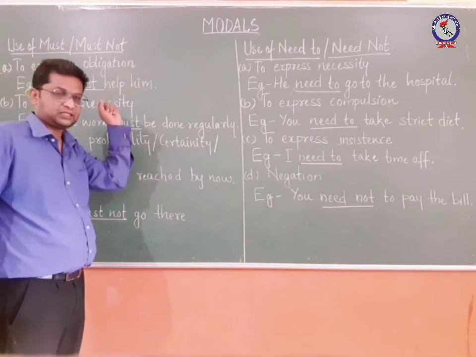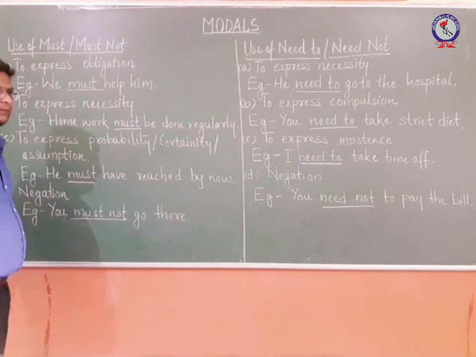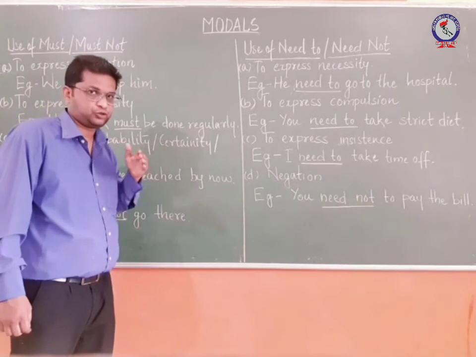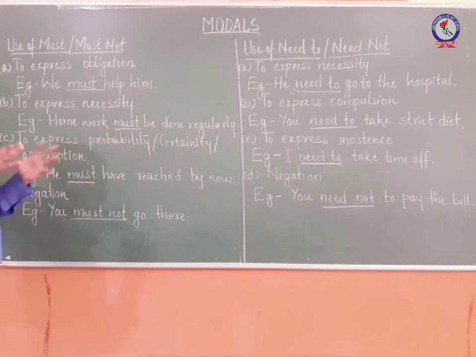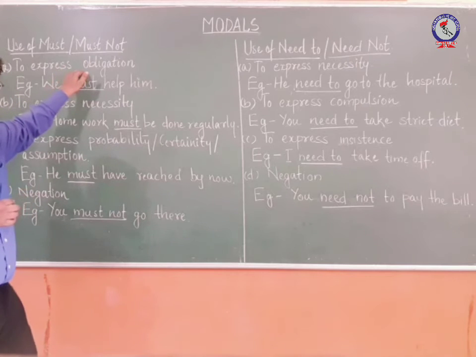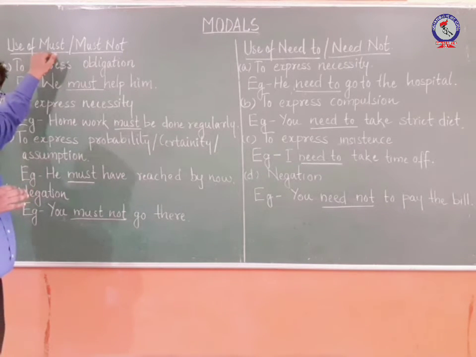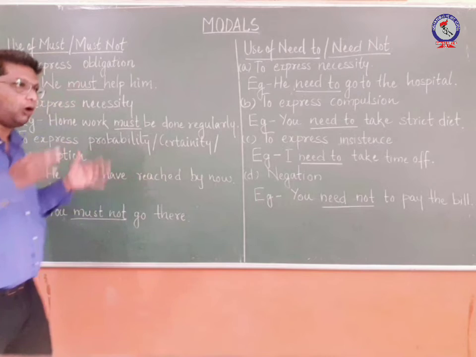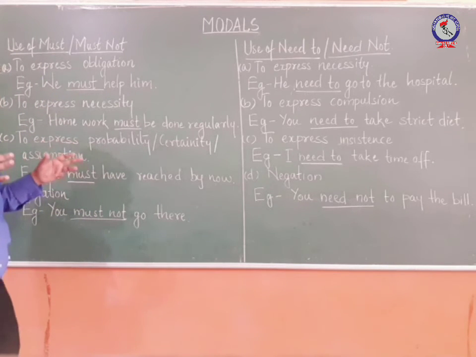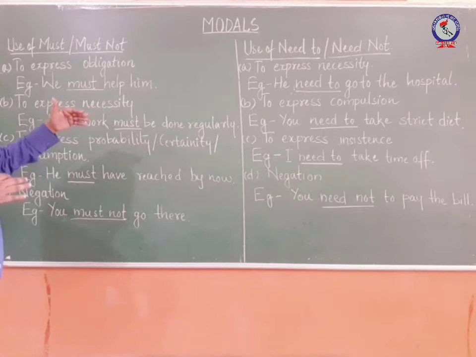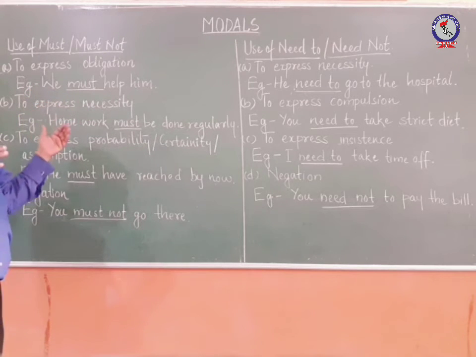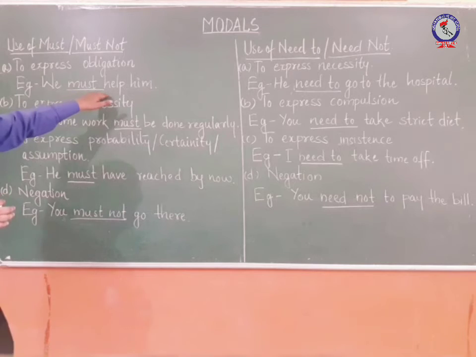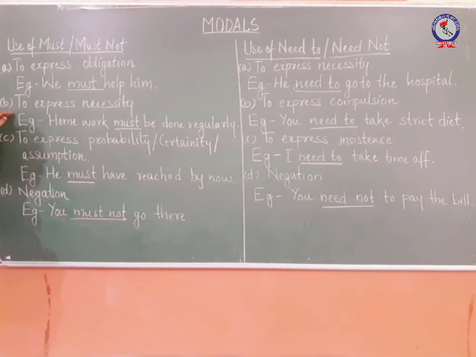Let's see the use of must and must not. Must will be used to express obligation towards anyone. So, in a statement in which we are showing obligation, we can make use of must. See here one example. We must help him. This is a moral obligation, a moral responsibility towards others. Helping others is a moral obligation, so we can use must. We must help him.